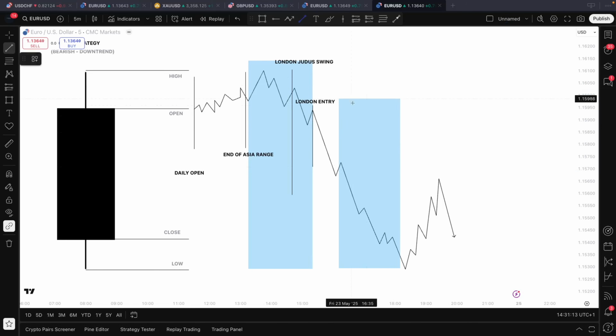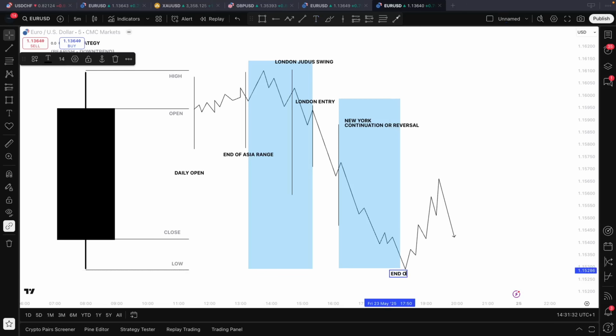We will then see either a New York expansion, a New York continuation. So we've got a New York continuation or reversal at this zone, depending on the daily model that we're actually going to be following. We're going to get into that in just a bit later on. And then finally, we've got the end of day pullback. So this is typically going to happen at the end of London session, but obviously it just depends.